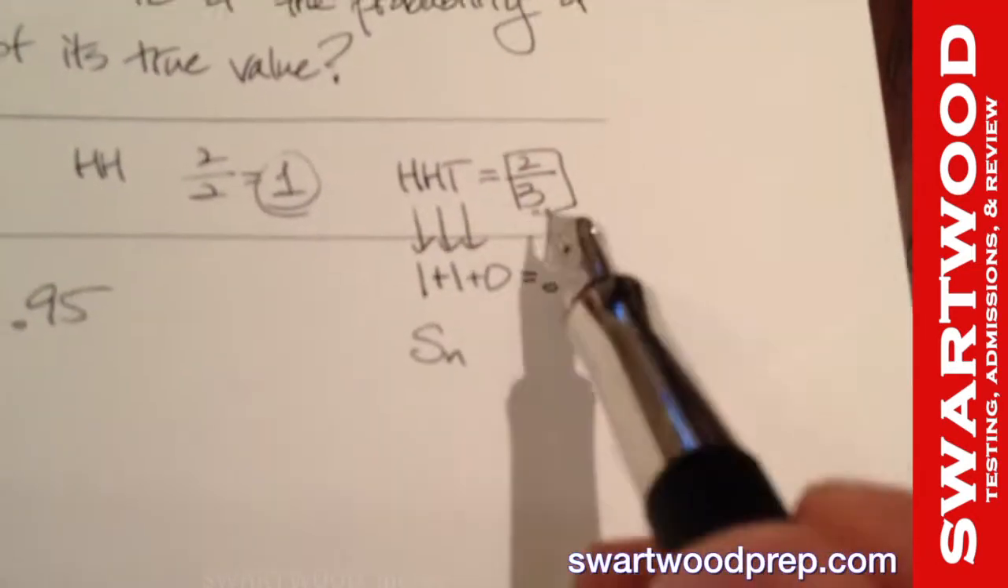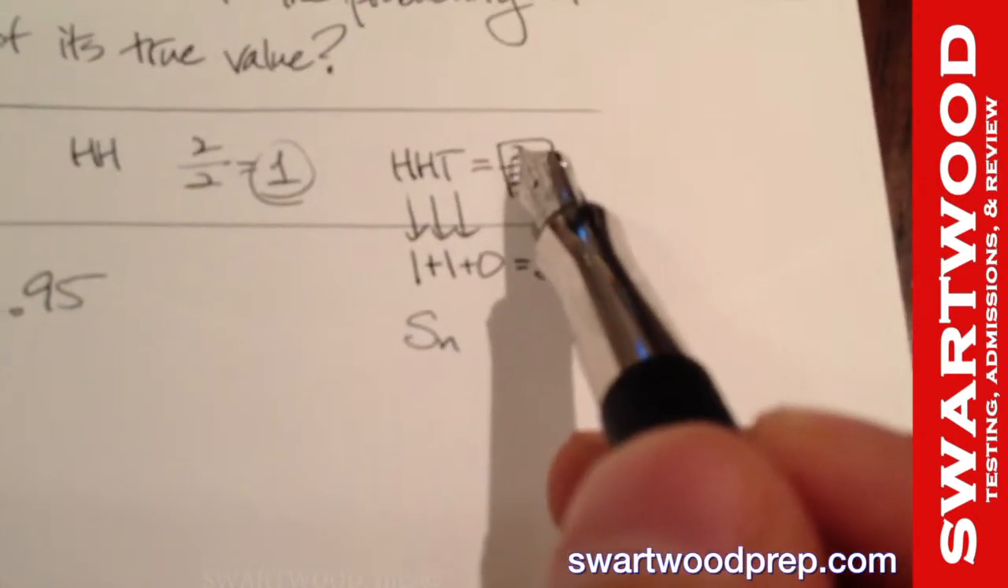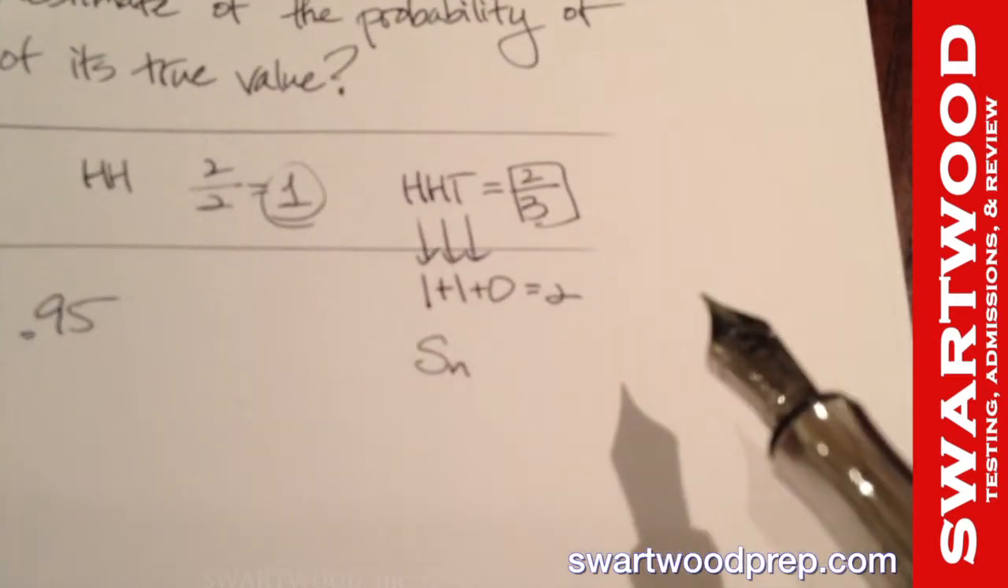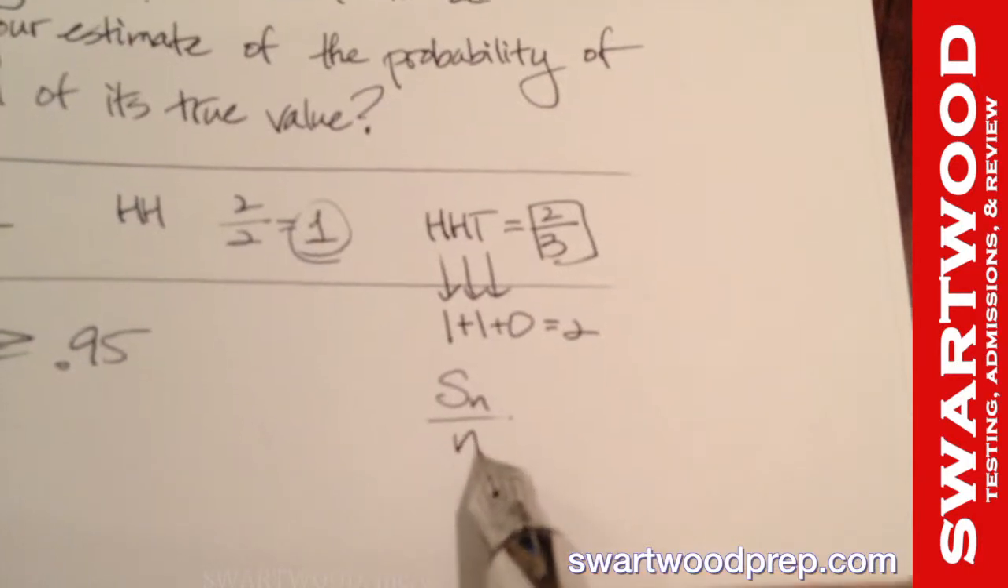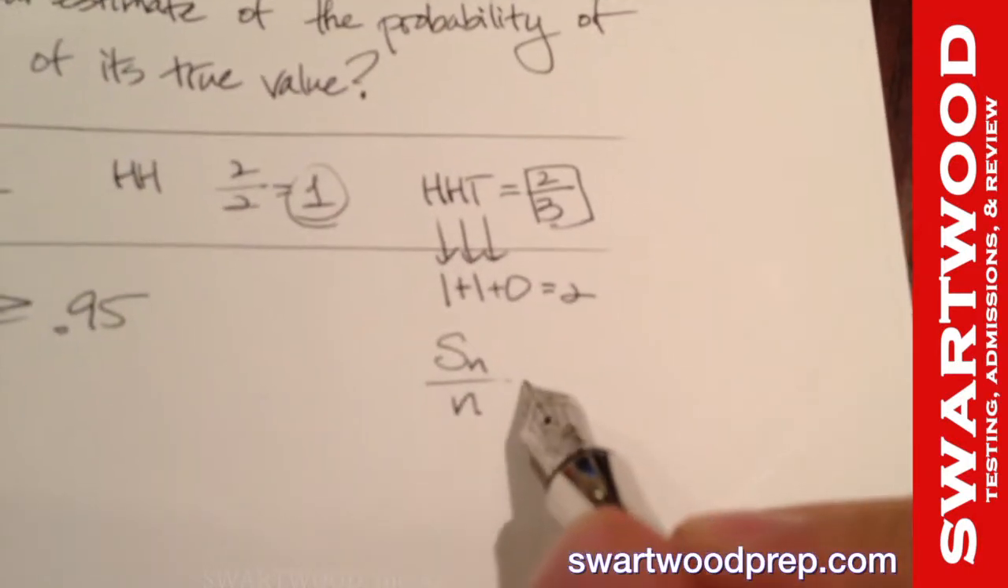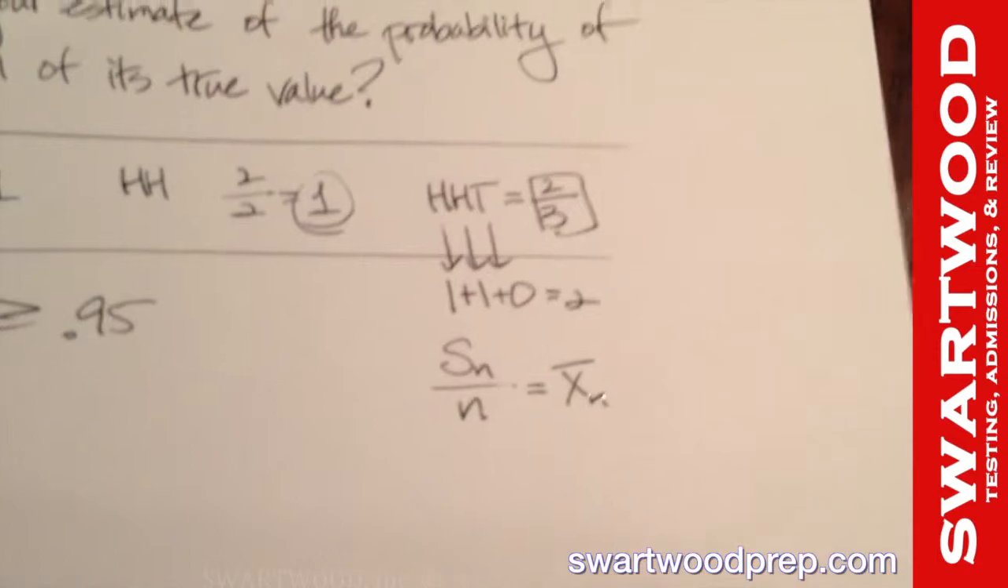Okay, but that's not the way we did it. S sub n is only the top, right? It's 2 heads. So how did we get the probability? It's 2 successes out of 3 tries, so it should be this guy divided by the total number. Again, we saw this in the review. We called this thing x bar n.